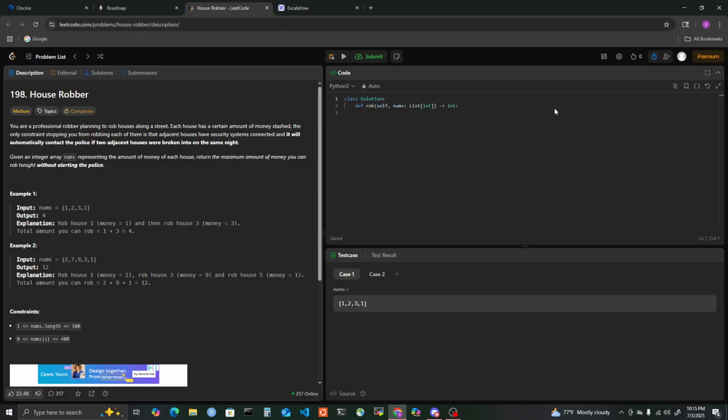House robber. I'm pretty sure this is a very popular one. I am a professional robber. Planning to rob houses along a street. Each house has a certain amount of money stashed. The only constraint stopping you from robbing each of them is that adjacent houses have security systems connected, and it will automatically contact the police if two adjacent houses were broken into on the same night. Given integer array nums representing the amount of money of each house, return the maximum amount of money you can rob tonight without alerting the police.